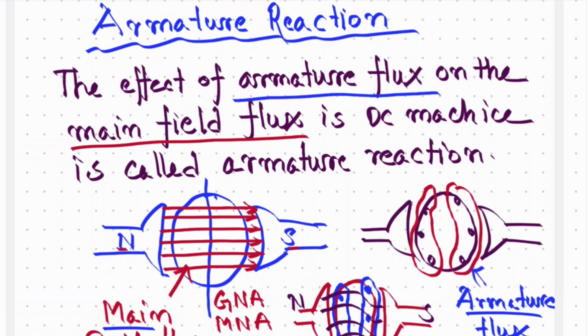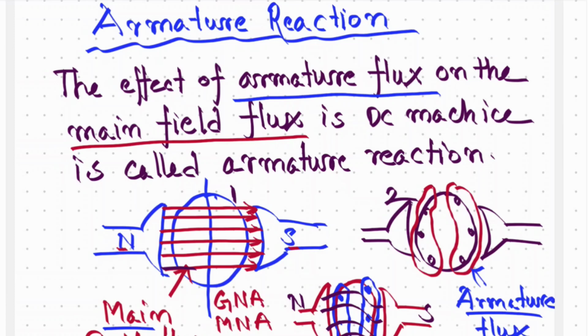Okay, so this is the third diagram, which is the combination of the first and the second diagram. Here we can see there are two fluxes: one is the armature flux, another one is the main field flux. In the normal condition, in this diagram we can see that the main field flux is linking properly.